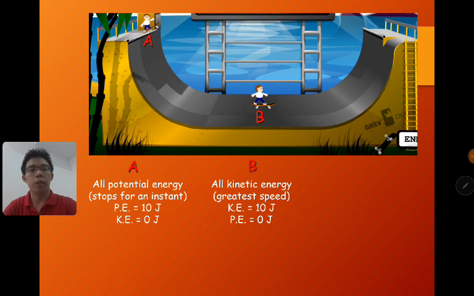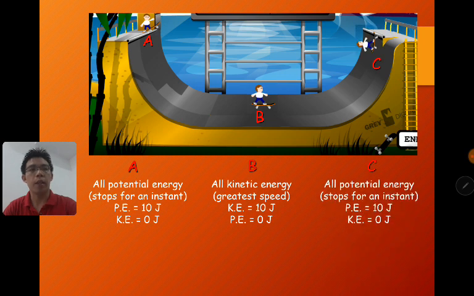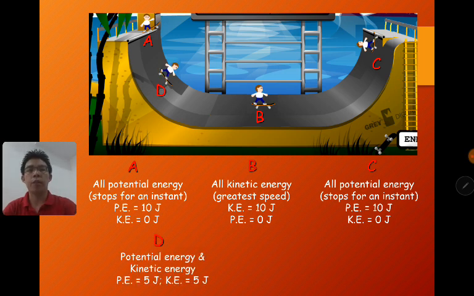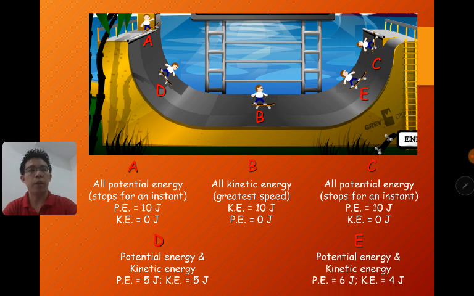So the gravitational potential energy will be 0 joules, and as it reaches the other end there, where it stops for a while at the top, the potential energy will again become 10 joules, and kinetic energy will become 0. At other instances, of course, the two types of energy will have certain values. For example, at position D, you have 5 joules of potential energy and 5 joules of kinetic energy, and potential energy at point E will be 6 joules, and kinetic energy will be 4 joules.